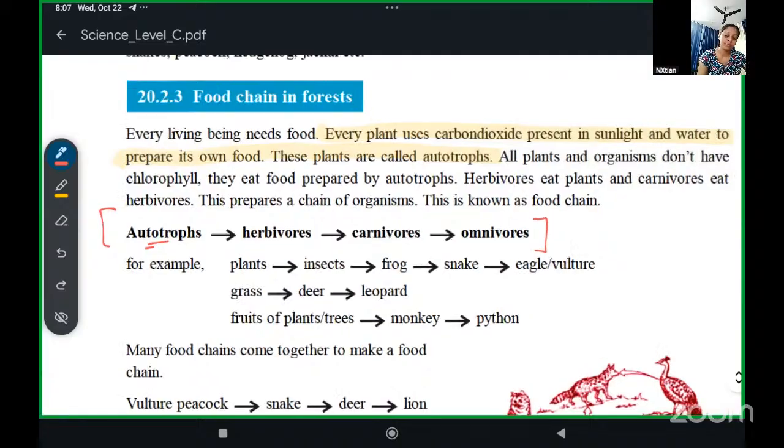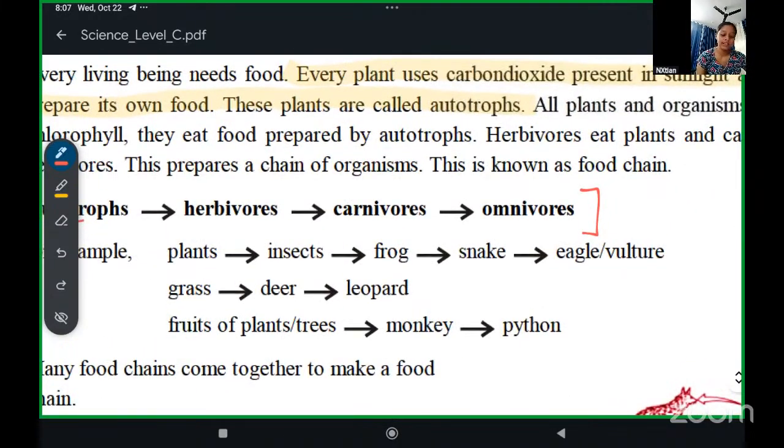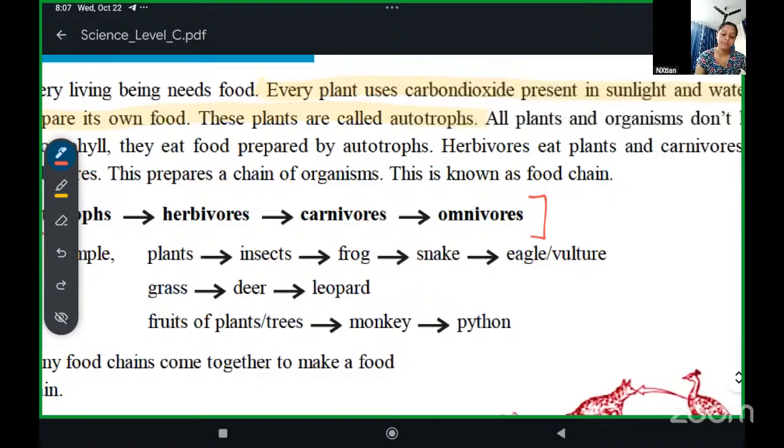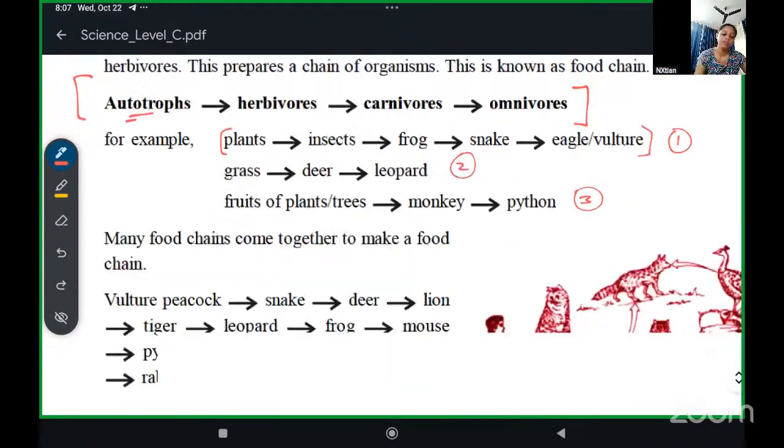Now, food chain examples: plants are eaten by insects, insects are eaten by frogs, frogs are eaten by snakes, snakes are eaten by eagle or vulture. This is your first food chain. Next, grass is eaten by deer, deer is eaten by leopard. And the last one, fruits of plants and trees are eaten by monkey, and monkey is eaten by python. These are all food chains.